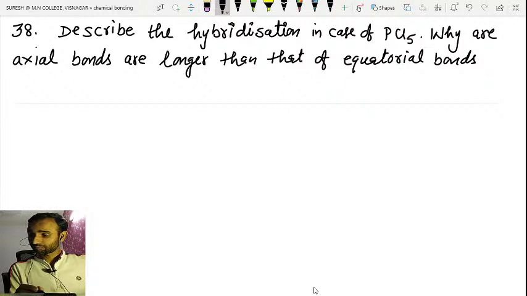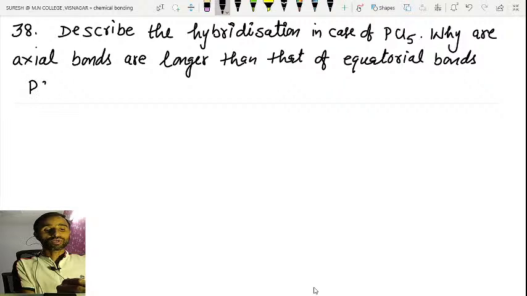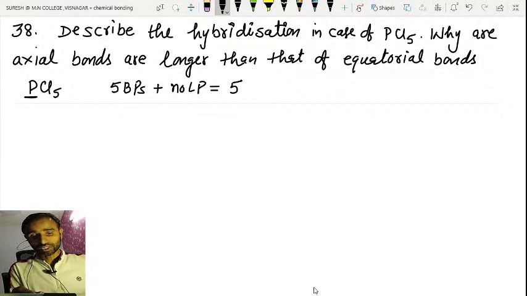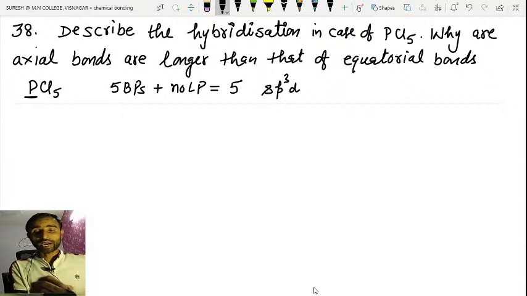Very good, Namita, it is not sp3, actually it is sp3d. Because when we talk about PCl5, there are 5 bond pairs, and phosphorus has how many valence electrons? 5 only. So all the 5 are used by chlorine, so there is no lone pair. So the total electron pairs are 5, which are utilized. So hybridization is sp3d. Very good, Anika. Because total 5: 1s, 3p and 1d.